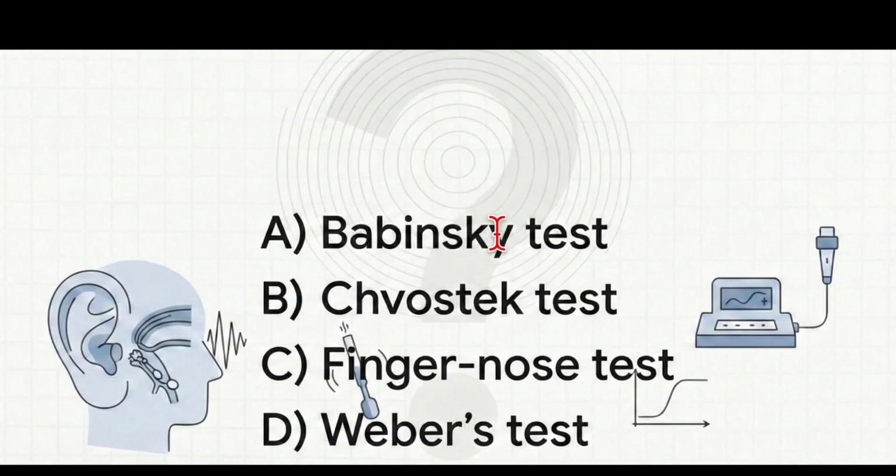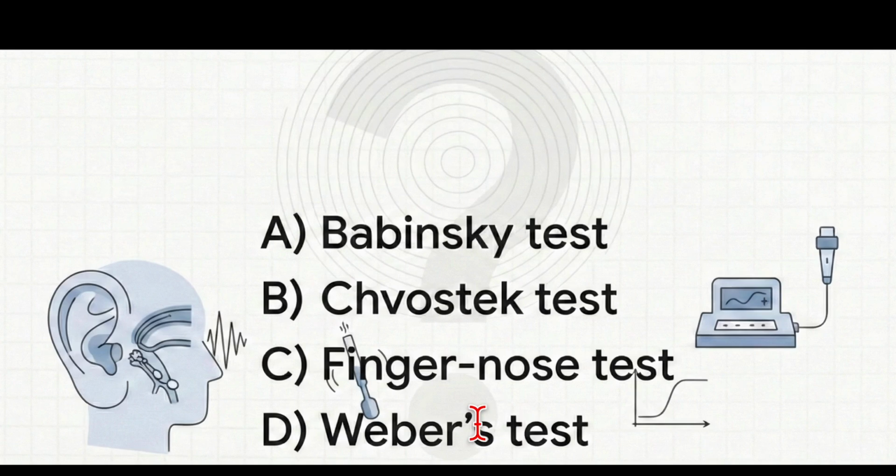Babinski's test and Shostak's test have nothing to do with your hearing. And even the finger nose test, which I don't know if you're very familiar with, but the other two you will be familiar with if you have learned them properly. So the answer is Weber's test. I'll come to the details and what exactly is meant here.